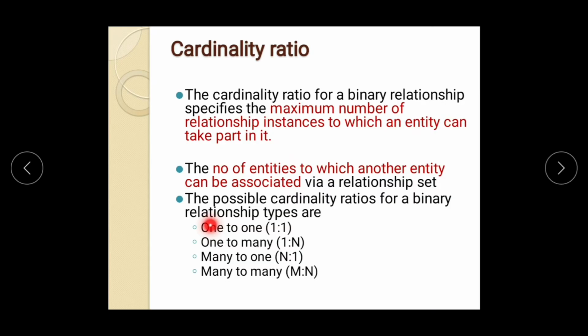So there are actually four possible cardinality ratios. The first one is 1 to 1, then 1 to many, many to 1, and many to many. So let us explain all these concepts in detail.